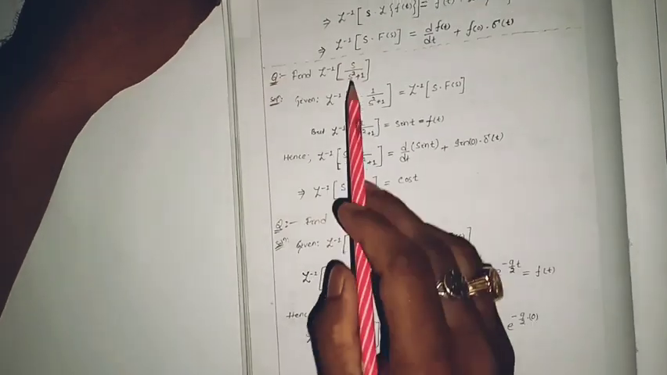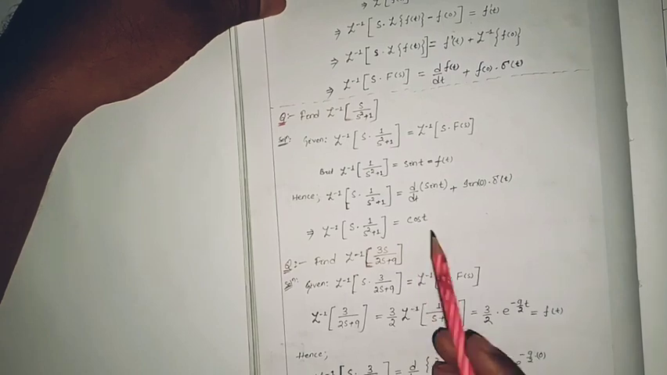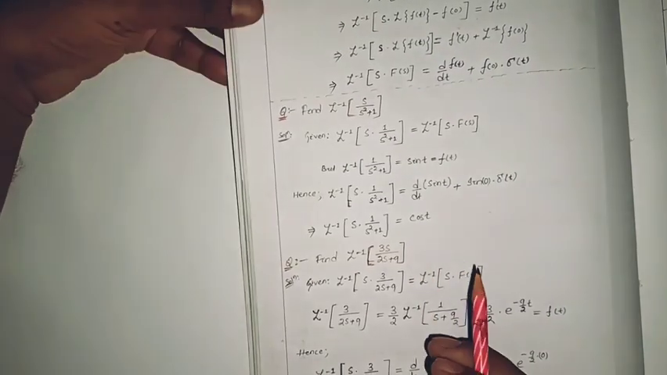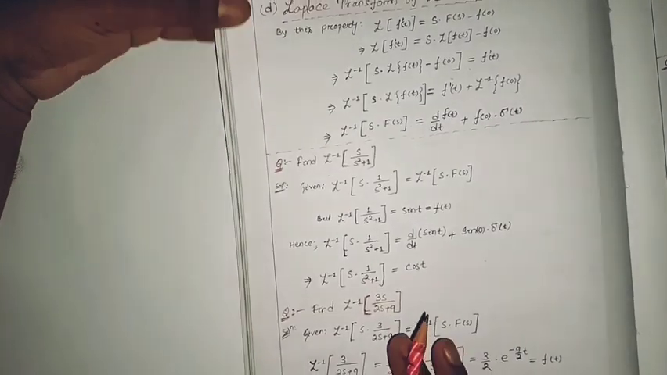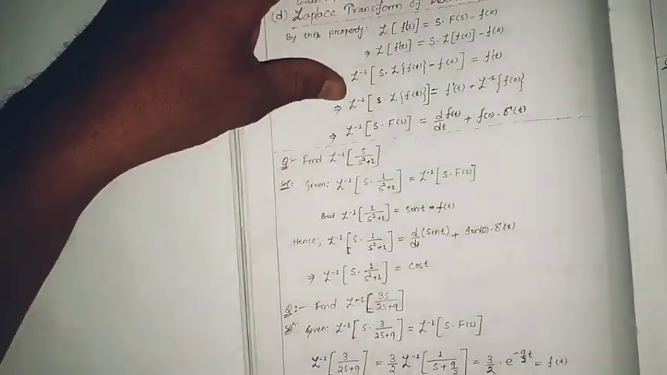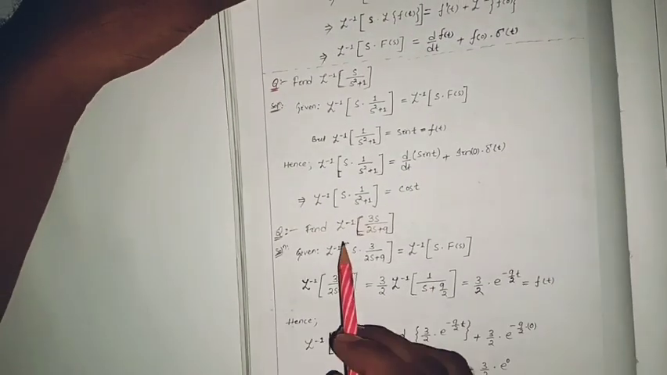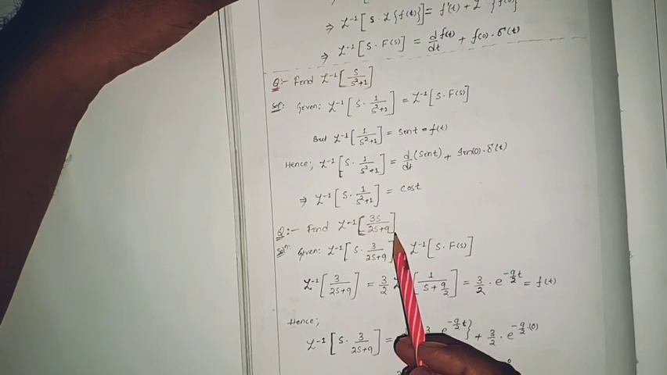So the answer of this question is nothing but cos t. It is very simple. We know that this answer will be cos t in our elementary functions. Okay, next question is the inverse Laplace transform of 3s by 2s plus 9.